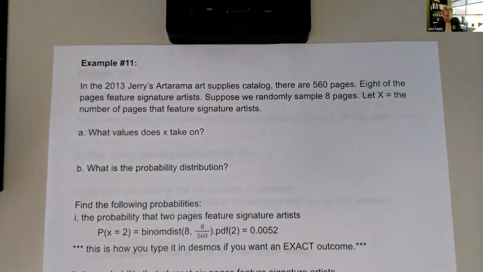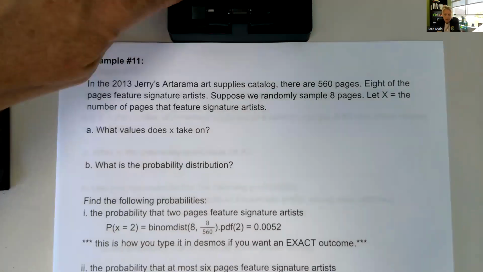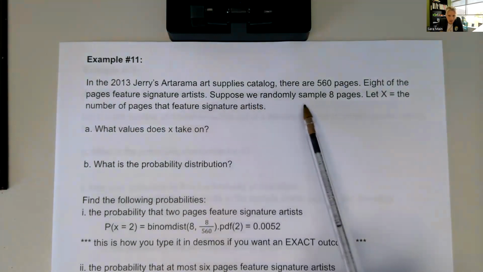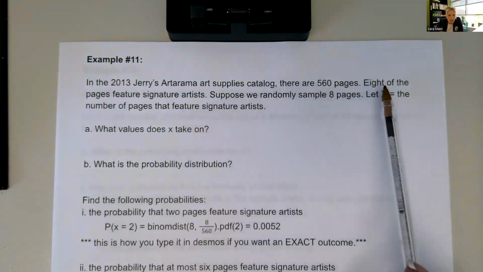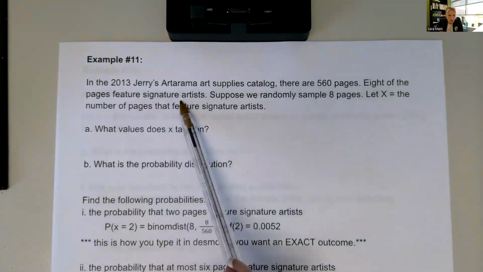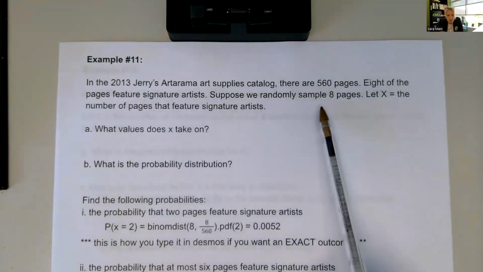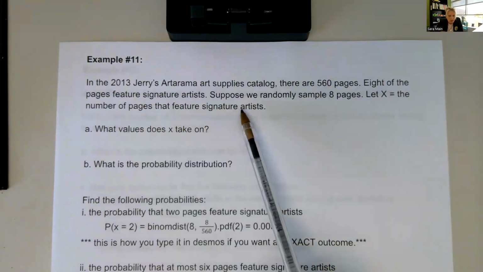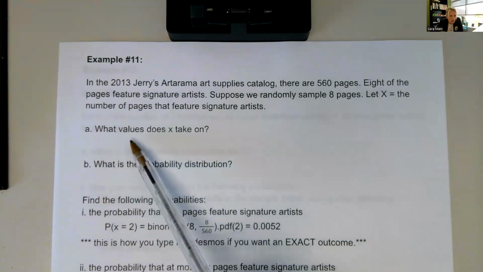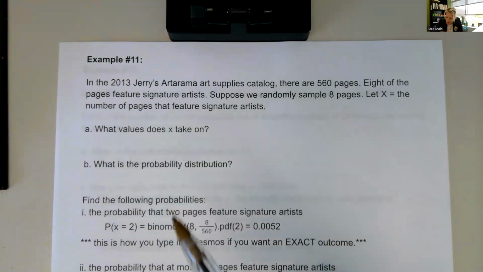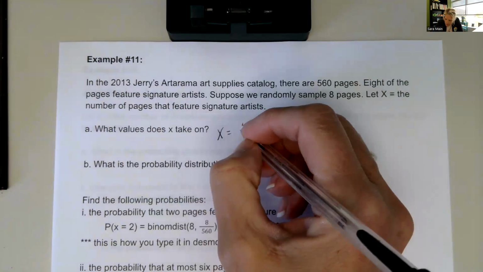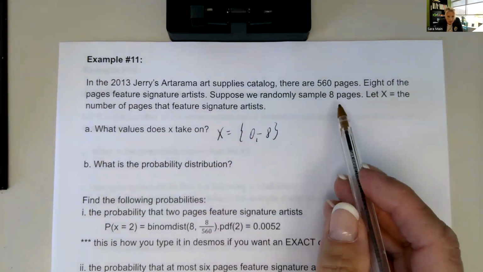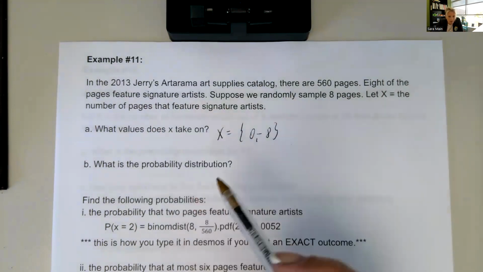Let's look at example 11. Example 11 says, in 2013, Jerry's Artorama Art Supplies catalog, there are 560 pages. 8 of these pages feature signature artists. Suppose we randomly sample 8 pages. Let X be the number of pages that feature signature artists. What values does X take on? So X could be anywhere from 0 to 8 if all of the pages happen to be signature artists.